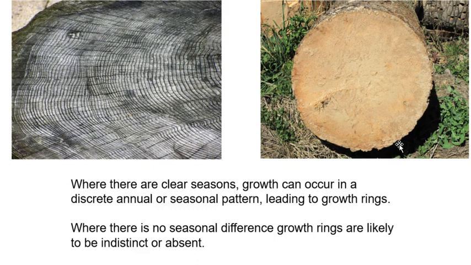All right, now getting back to the annual growth rings, which we see so clearly here. Again, for each year, this ring represents the growth. So where there are clear seasons, as there are here in Philadelphia, growth can occur in a discrete annual or seasonal pattern, leading to growth rings. So that's what those are. However, if there's no seasonal differences, like this image I found of a palm tree cross-section, there are no rings, in fact, because there is no change in season, so it can't be recorded in such a fashion.